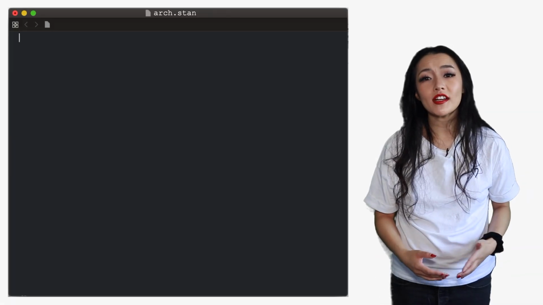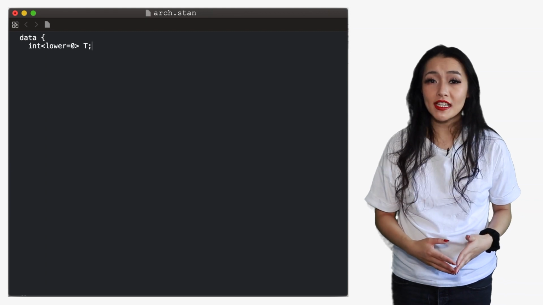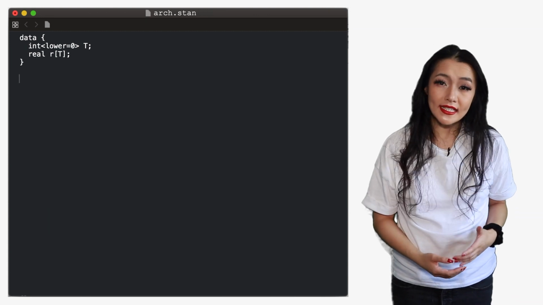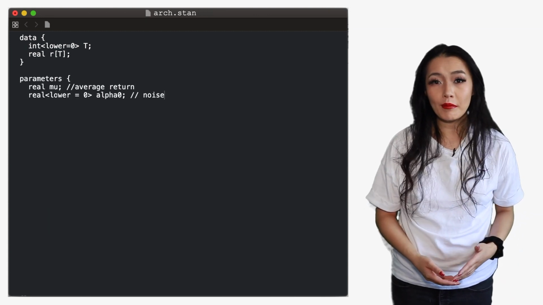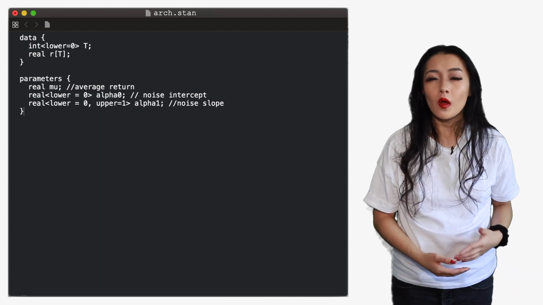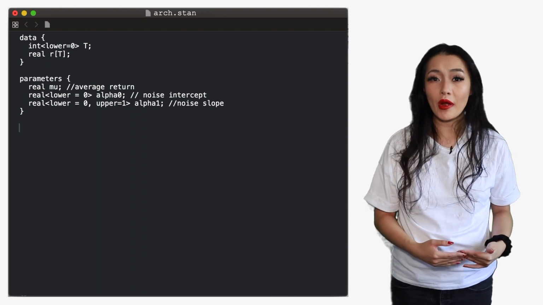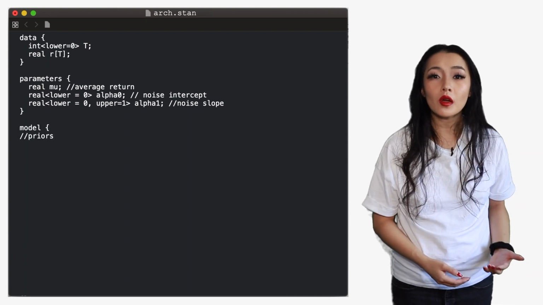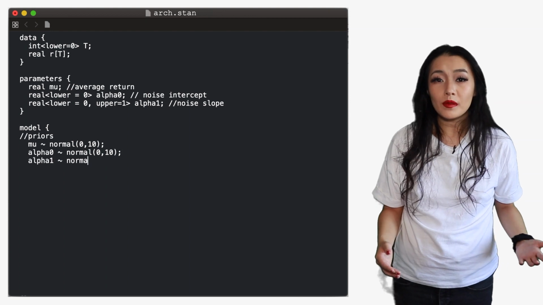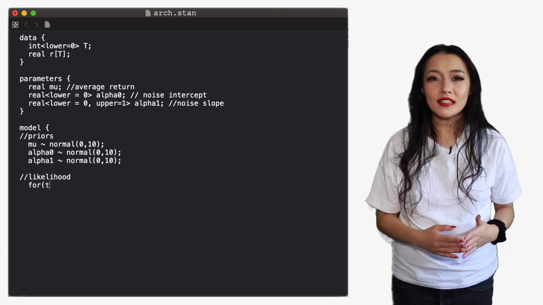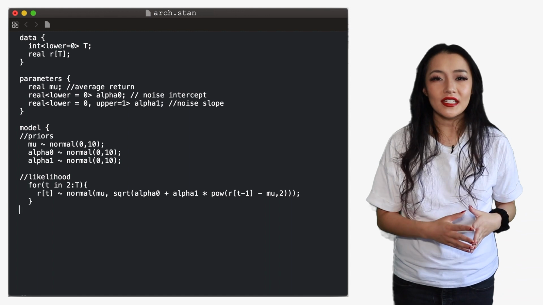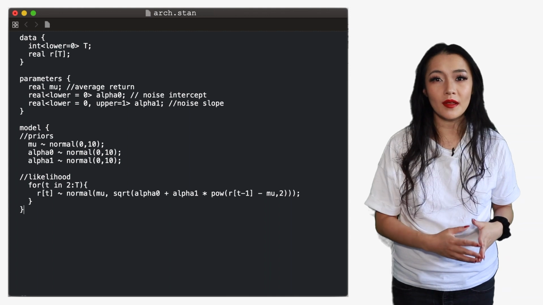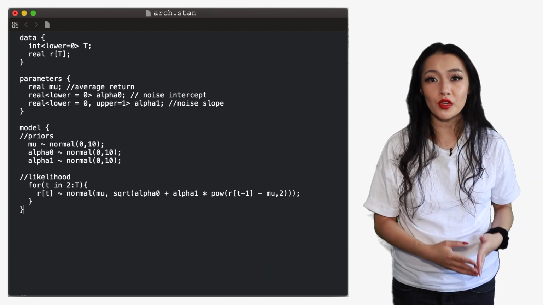In the Stan model, we write a data block which takes into account the number of data points T and the data, which are real values. The parameters block is the average return mu and the noise parameters for the intercept and slope, where the slope is bounded between 0 and 1 to ensure the time series is stationary. Finally, in the model block, we define some broad priors on the parameters and the likelihood, a Gaussian centered on the average return and the scale equal to the square root of alpha 0 plus alpha 1 times (r at t minus 1 minus mu) squared.